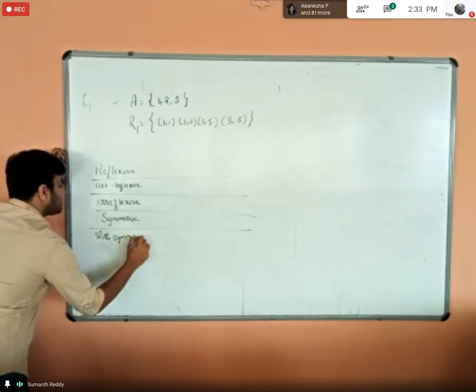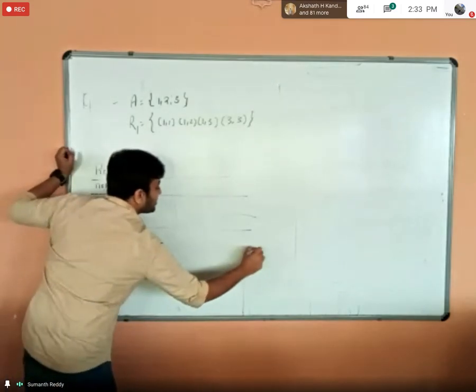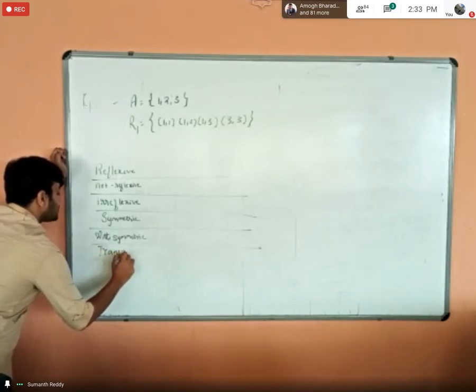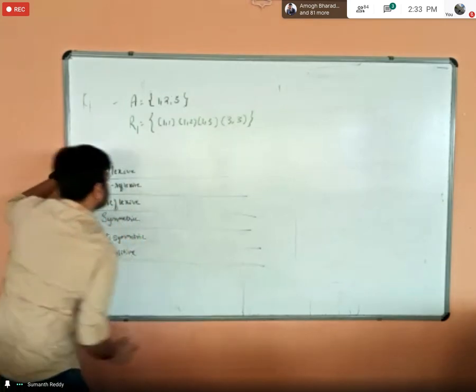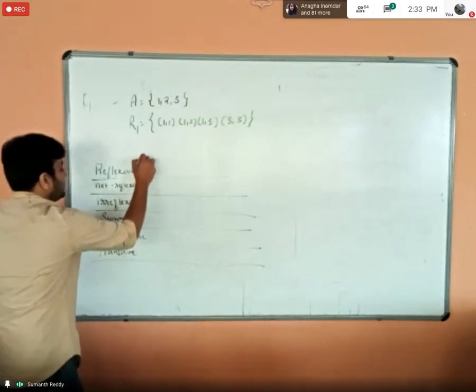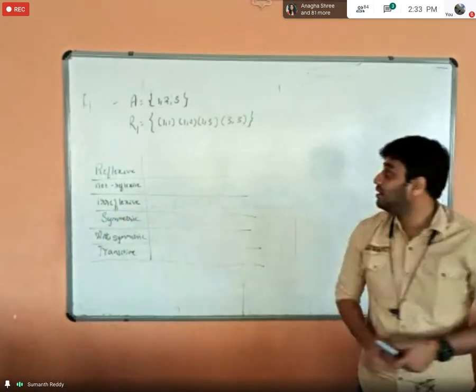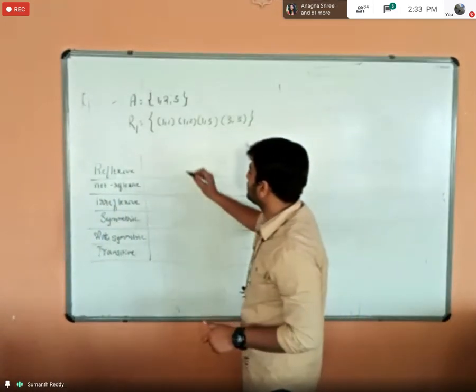Usually some of the students get confused with symmetric and anti-symmetric. When we solve the problems, I think you will understand. Transitive. Okay, so let us include till here. Equivalence and partial, I'll tell later. Okay, fine. The relation R1.